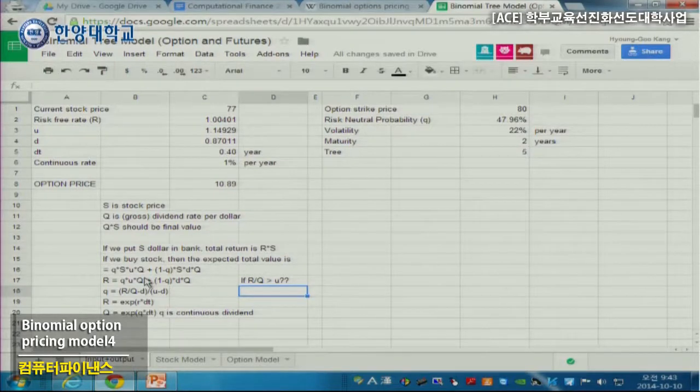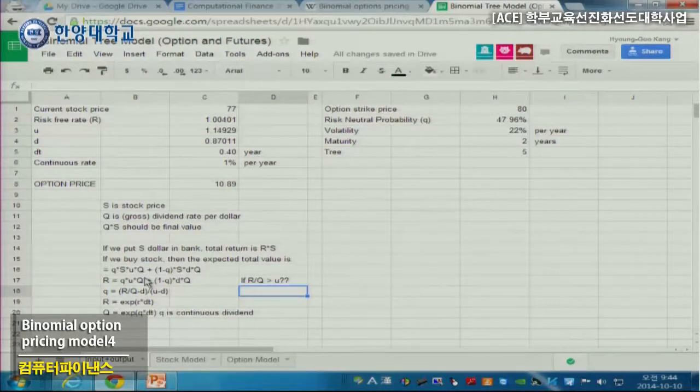We have an arbitrage opportunity. What if R divided by Q is less than D? Then R is less than D multiplied by Q, which means that in the worst case scenario, our return from capital gain plus dividend is greater than the risk-free rate. Therefore, everyone wants to hold the stock. So again, that does not make sense. There is an arbitrage opportunity. Therefore, R divided by Q is always between U and D.